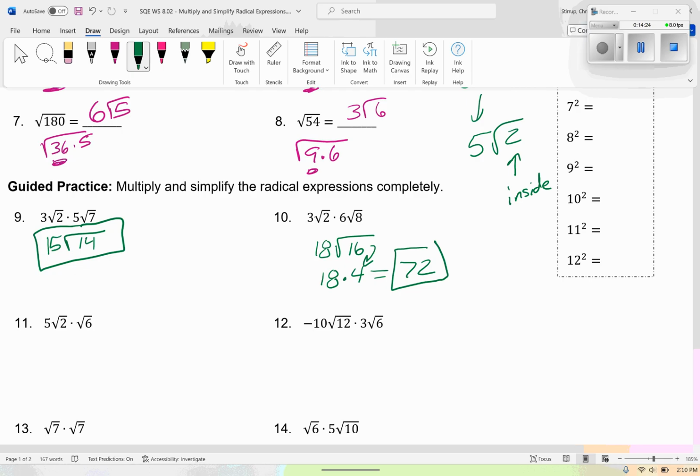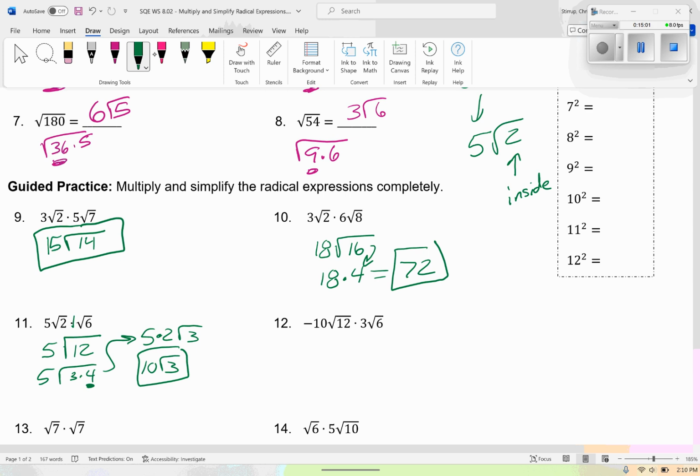All right, number 11. Multiply the outsides, I just get 5. Multiply the inside, what do I get? 12. The reason I get a 5 for that is there's really a 1 out in front of that. Can I break 12 down into any of those? 3 and 4, right? 4 is the perfect square. What's the square root of 4? 2. So this becomes 5 times 2 root 3. 5 and 2 are both outside, so I do what? Multiply them. 10 root 3.